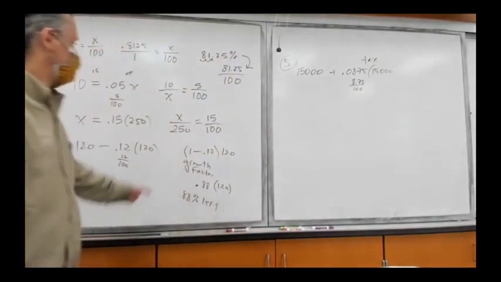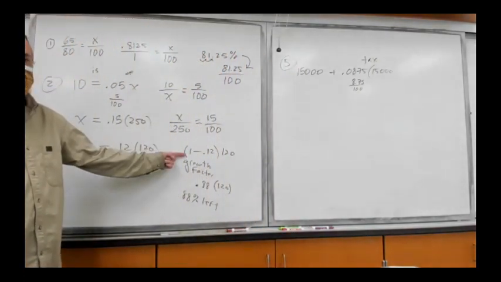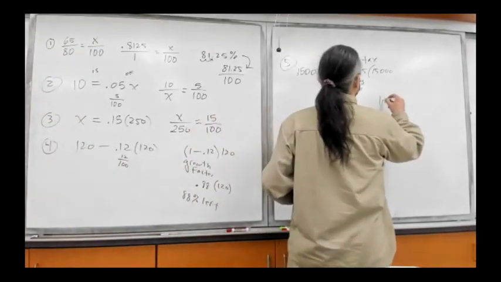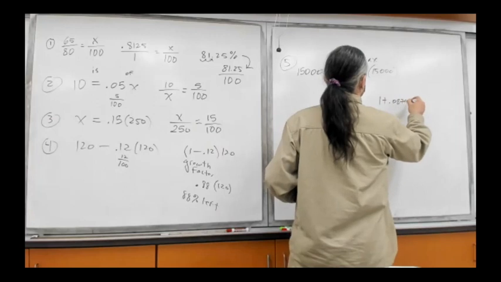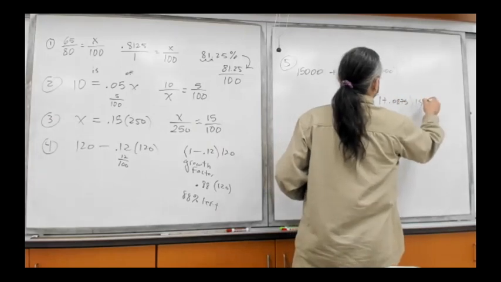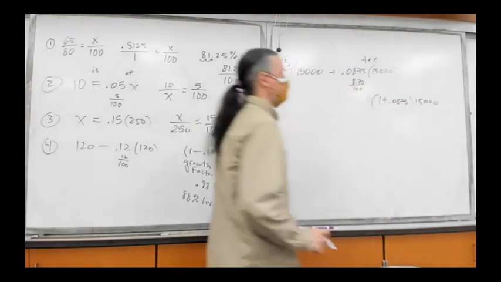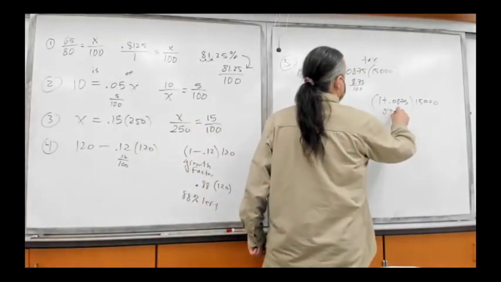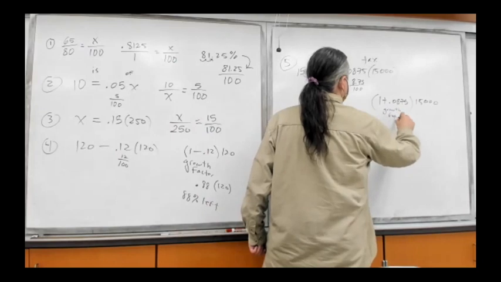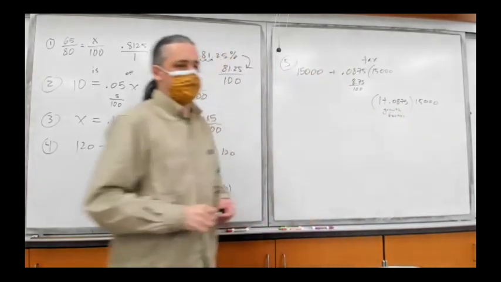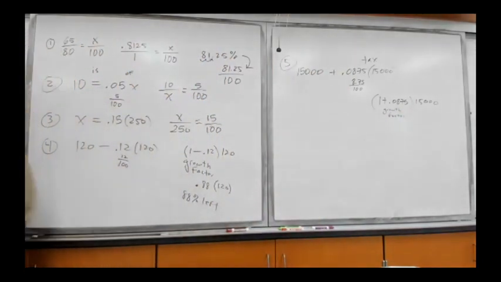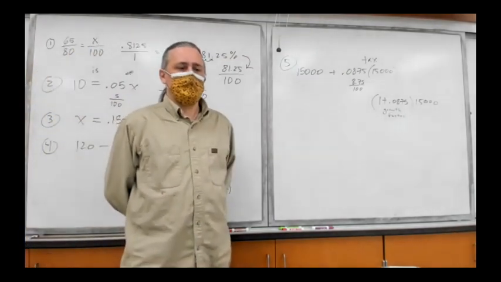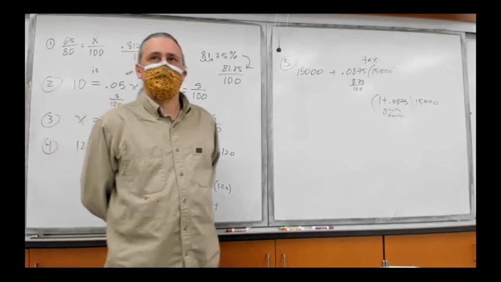Okay, now again, you might remember the growth factor. So we could go 1 plus the tax rate for number 5 to get our growth factor, and then multiply that with 15,000. And again, that's just a shortcut. You might remember that when we had this in the first part of the semester.